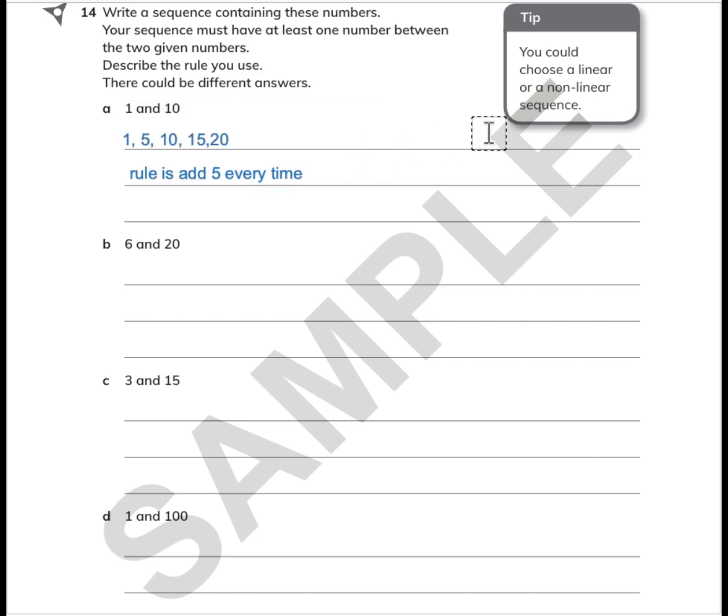Okay, here's a tip also given to us. You could choose a linear or a non-linear sequence. What are linear and what are non-linear sequences? We have also discussed this in our previous lessons. You can check the link. I will also post it in the description box, in which we have discussed linear and non-linear sequences. 6 and 20.